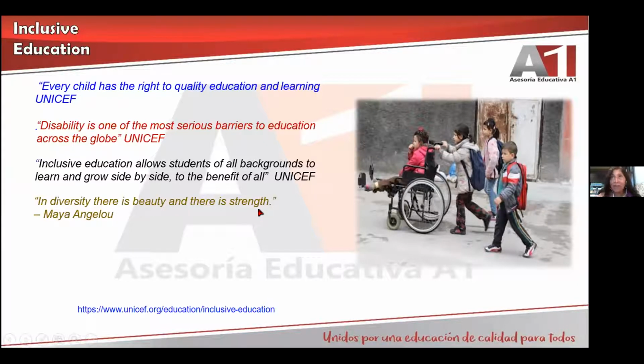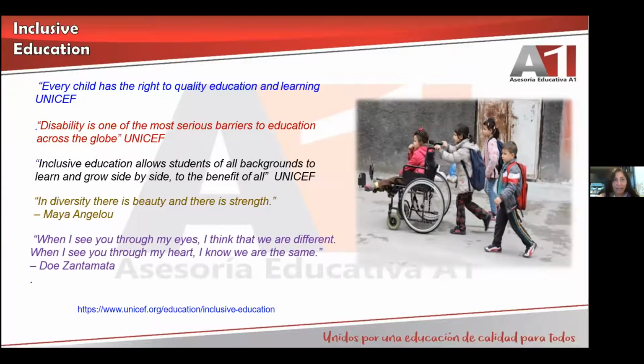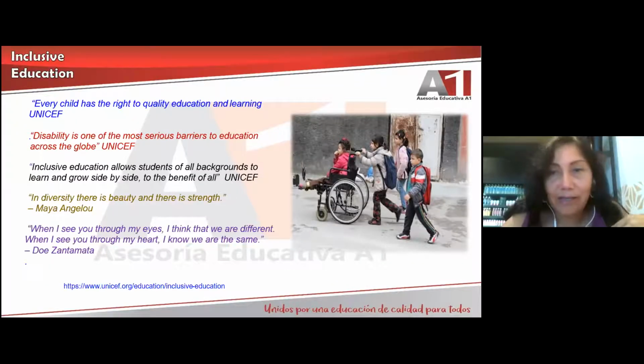We are stronger because we have the chance to face different contexts according to our students. And this is one of my favorites. When I see you through my eyes, I think we are different. When I see you through my heart, I know we are so beautiful. So the physical aspect is like a mask. Inside, we're all the same. We want the same, we want to grow, we want to learn, we want to be happy.